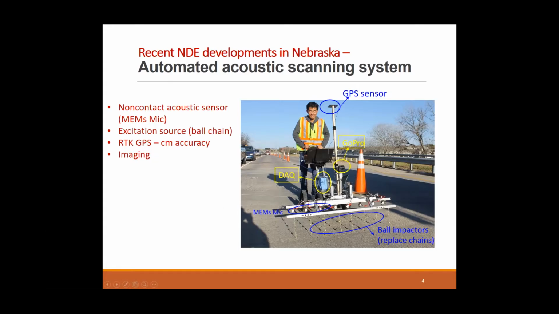The major improvement from the chain drag is, you notice this chain is actually multiple balls connected to form a ball chain. Later I will show you. Although there's only a small change, it causes a huge improvement in the signal quality, and includes multi-channel data acquisition. We also include the RTK GPS sensor. This RTK GPS can give centimeter-level accuracy in positioning.